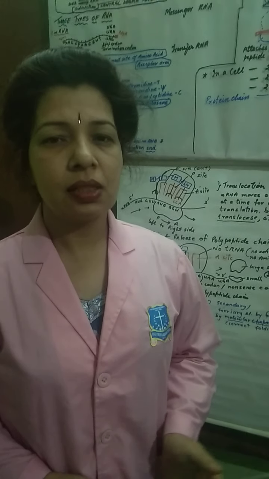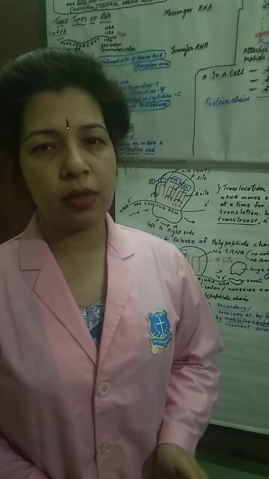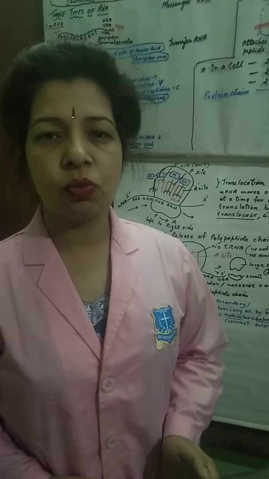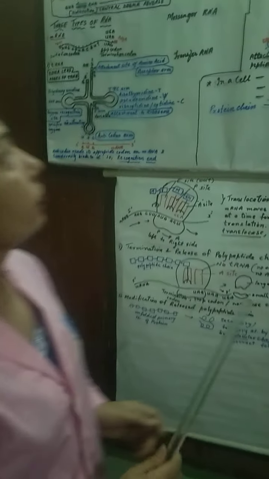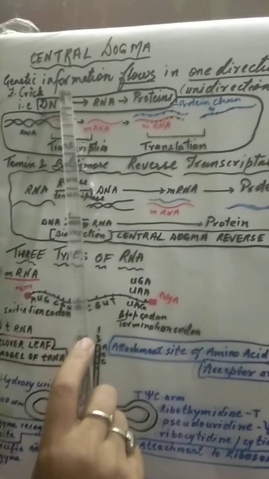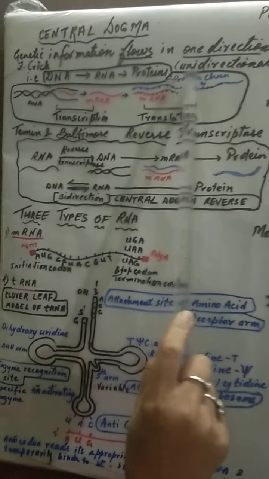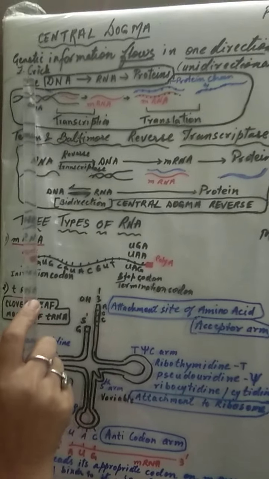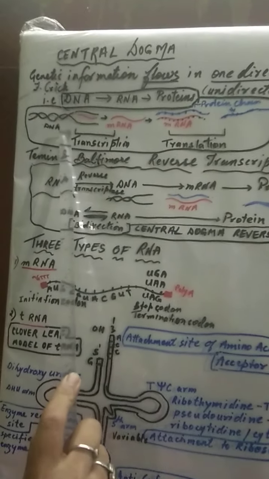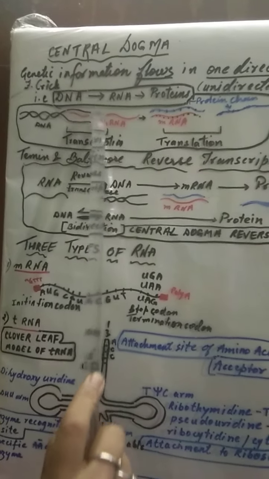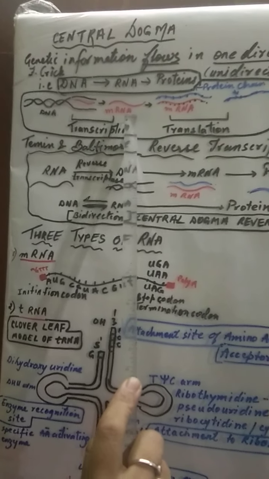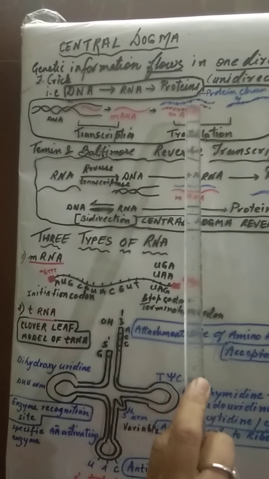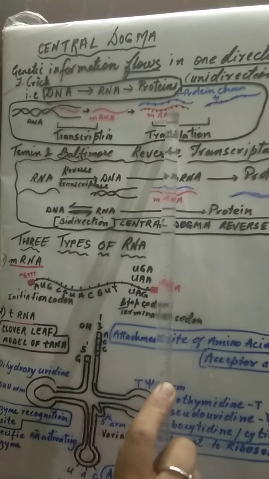Going to see central dogma and 3 types of RNA. So let us see what is central dogma. According to Francis Crick, genetic information always flows in one direction only. That is, we can say unidirectional. How? Suppose this is DNA, and from the DNA, what is synthesized? RNA. And from RNA, we are going to form the protein chain.